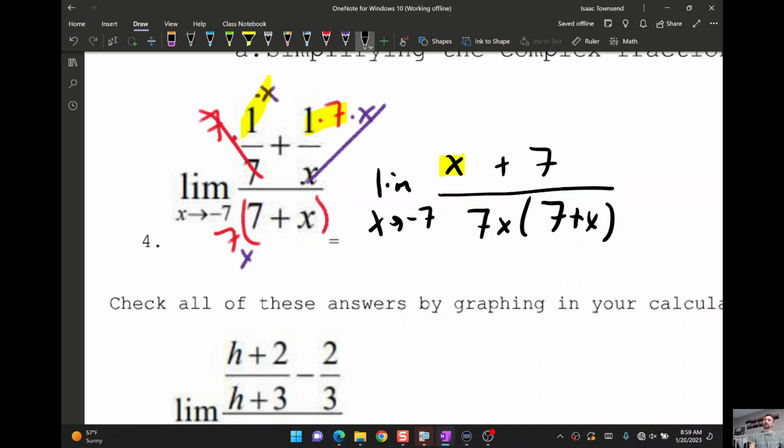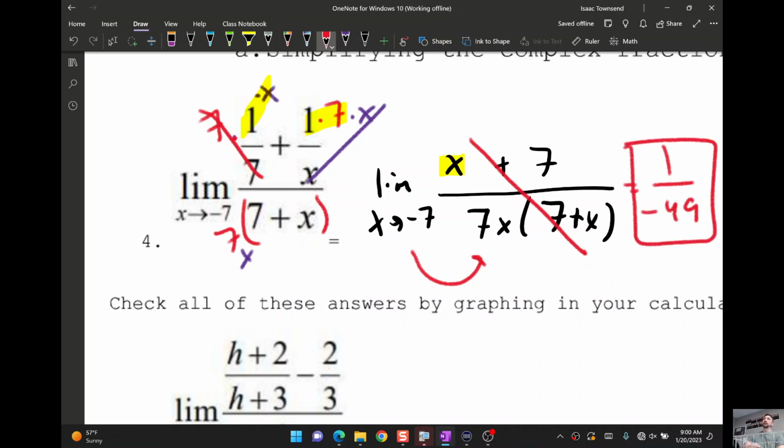Now this one's going to finish a lot easier than the first one because x plus 7 and 7 plus x are the same thing. The order you add and the order that you multiply things doesn't matter. And since something cancels, we can plug into what is left behind. And then we are finished.